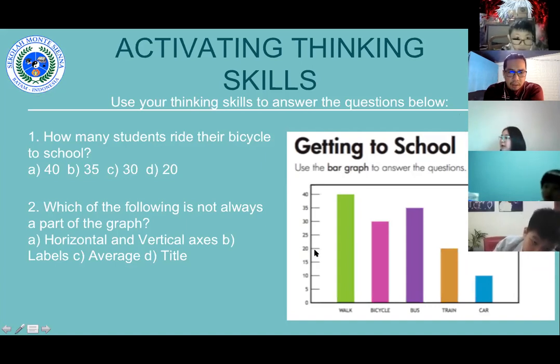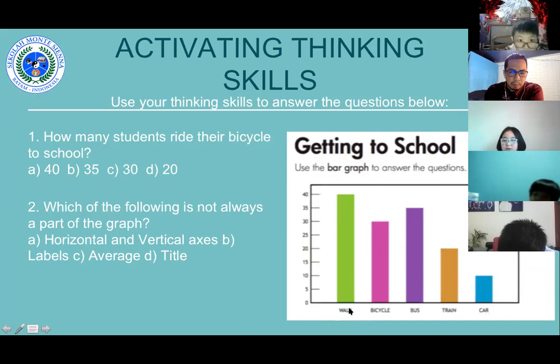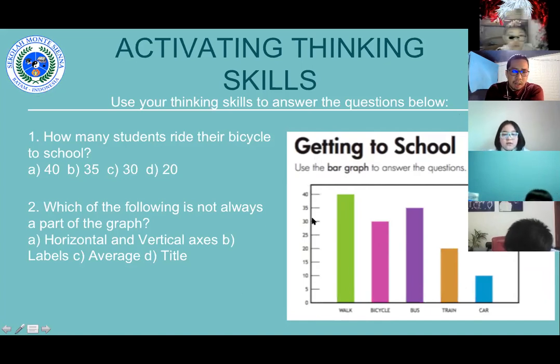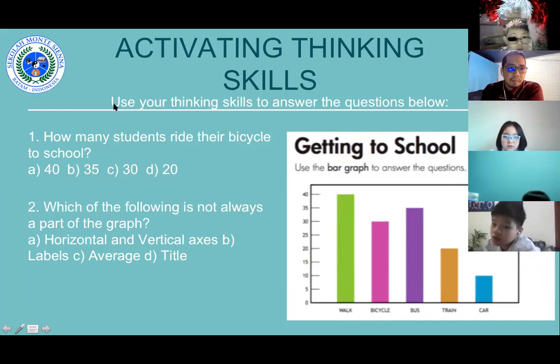Look at the graph or example on the right, getting to school, and then you have bars with different colors. Below we have the words walk, bicycle, bus, train, car, and then we have this number line, vertical and horizontal. Okay, let's check.